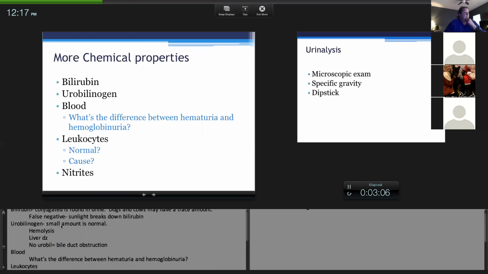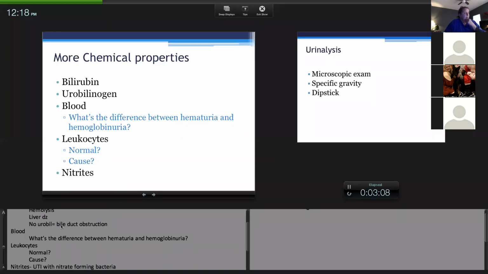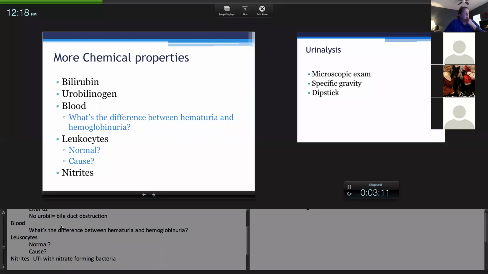Now let's talk about blood. Most often when you find a positive blood, and this is what you guys will get practice with, either the urine is going to come out completely clear but trigger a positive on the blood, or the urine is actually going to look bloody. It's going to look like there's hematuria, and then there's a positive blood. So when you look at your dipstick, there's hemolyzed blood and non-hemolyzed blood.